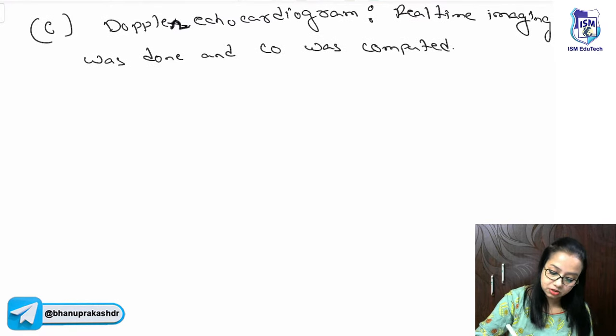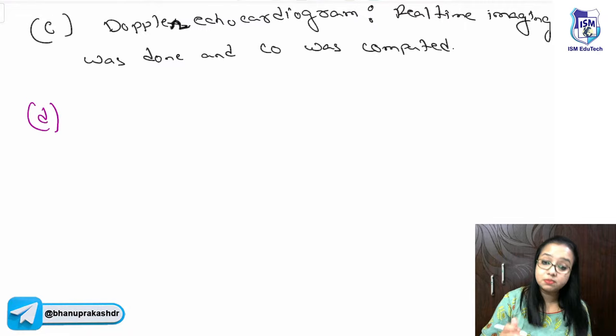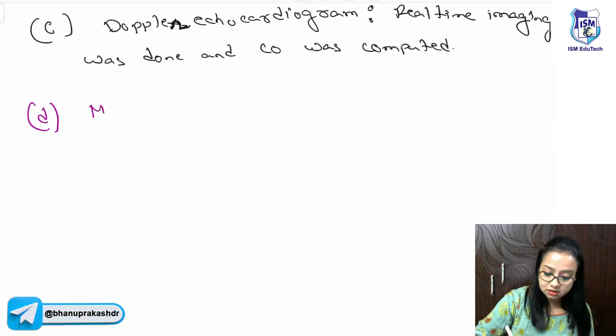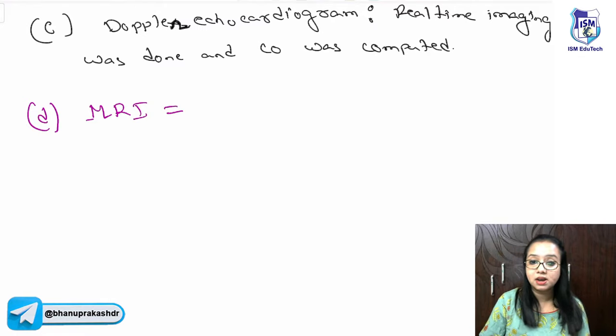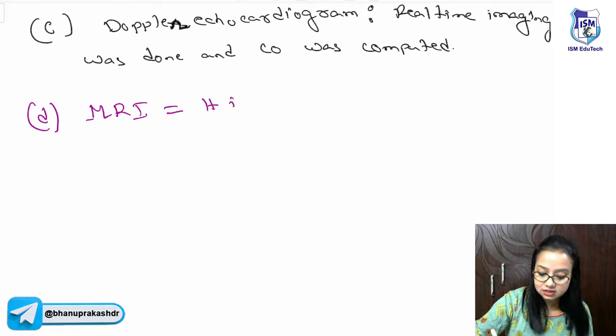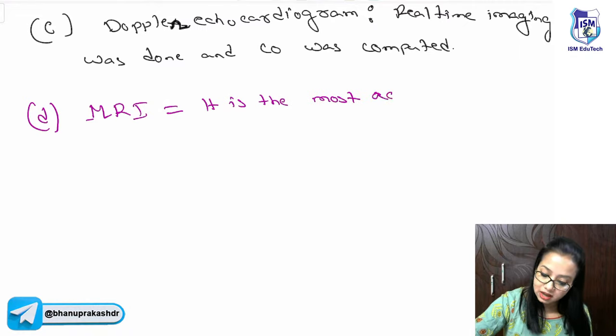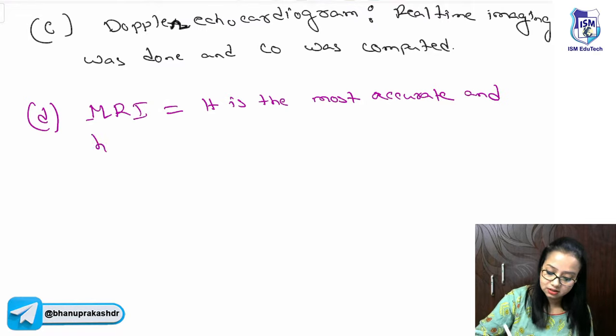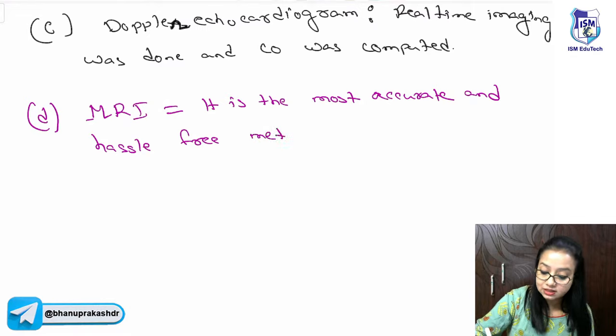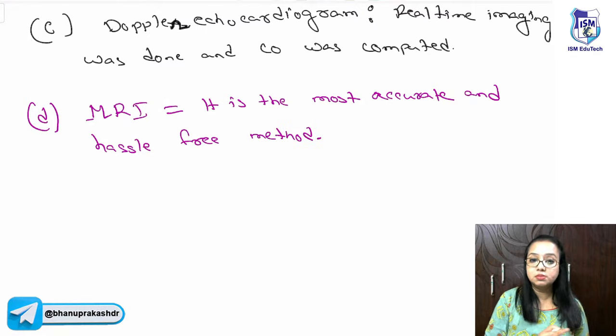Ultimately, the most accurate and the most accepted one is magnetic resonance imaging, that is MRI. This is the most accurate and hassle-free method, and this is what is accepted now. This is what is mostly in current practice now.